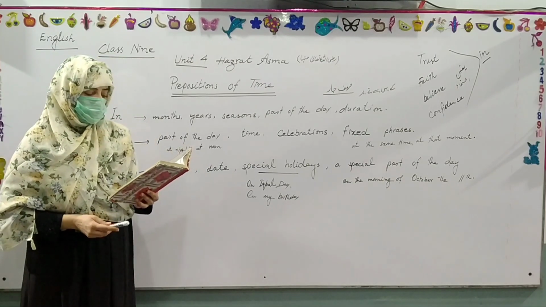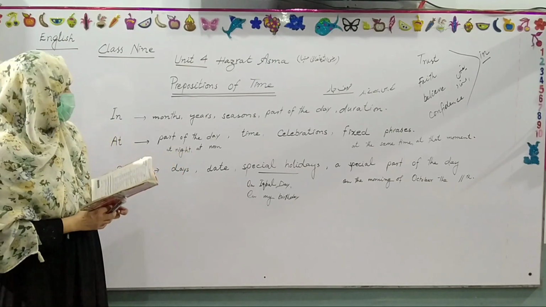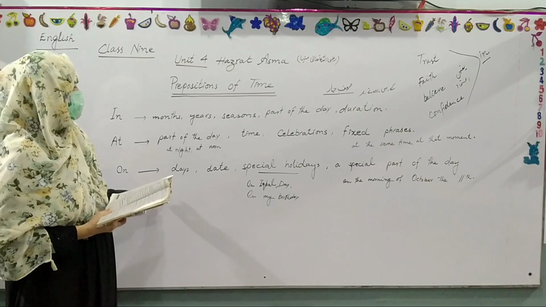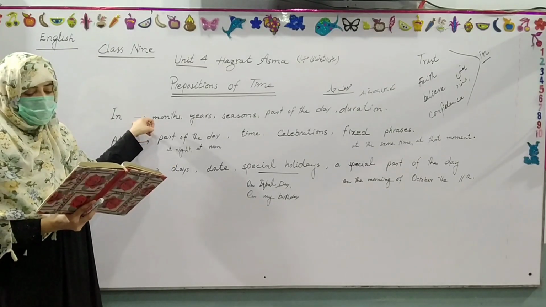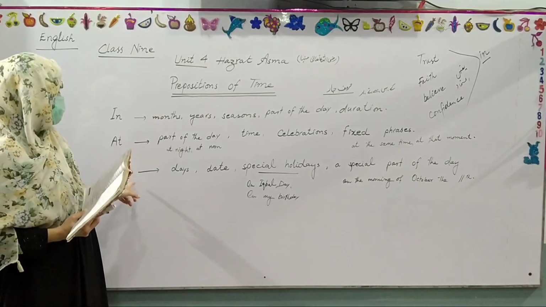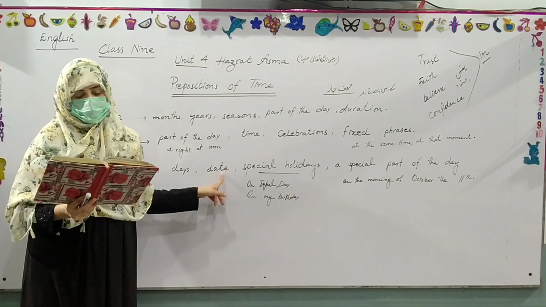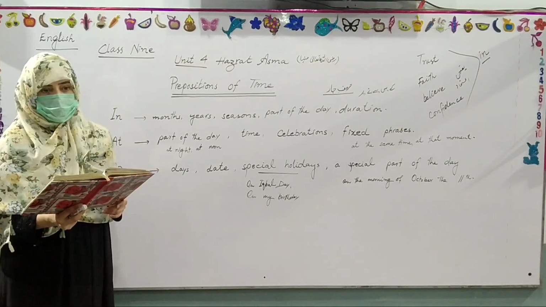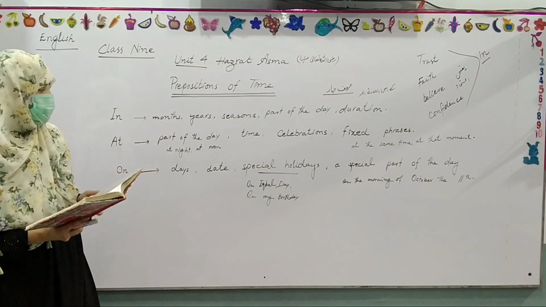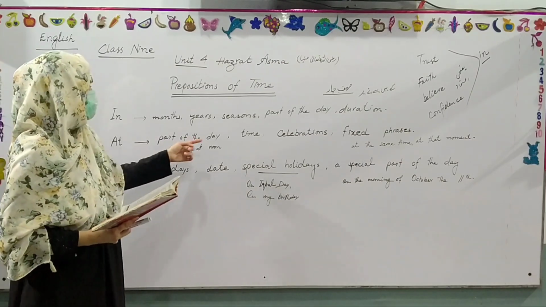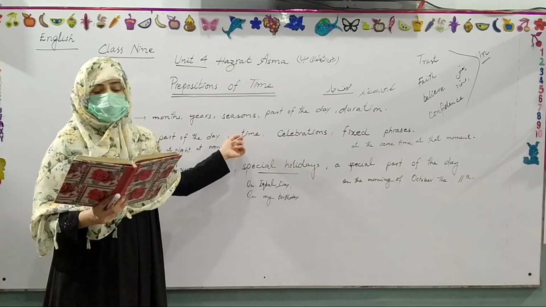Ali is arriving dash January 26. January is the name of the month, so it will take the preposition in. But after January, the date is given. That date tells us it will take on. So, Ali is arriving on January 26 at 2 o'clock. We have a specific time, so it will take the preposition at.